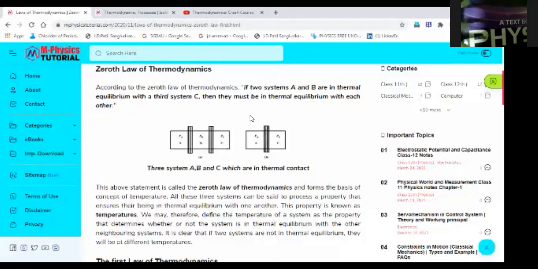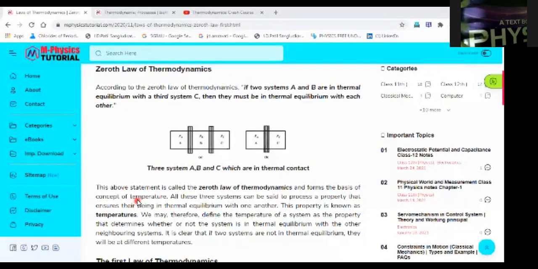So what is meant by the zeroth law of thermodynamics? According to the zeroth law, if two systems A and B are in thermal equilibrium with a third system C, they must be in thermal equilibrium with each other. In the above statement, called the zeroth law of thermodynamics, lies the basic concept of temperature. म्हणजे तुम्हाला म्हटलं होतं what is temperature, हा टेम्परेचर कॉन्सेप्ट कुठून आलेला आहे? आपल्या zeroth law of thermodynamics पासून.